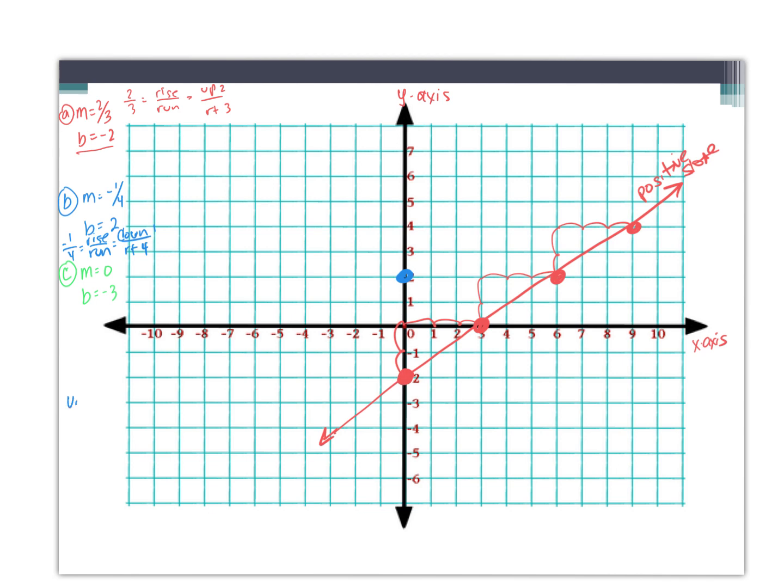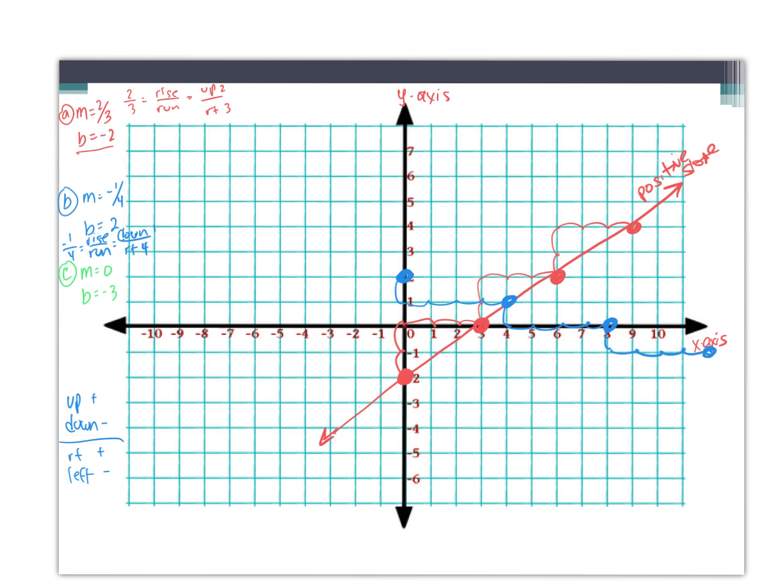Up is positive, down is negative for rise, and right is positive, and left is negative. So if I have a negative 1 over a positive 4, I'm going to go down 1 this way, and 4 to the right this way. I'm going to go down 1 and 4 to the right. And that's what mine would look like.